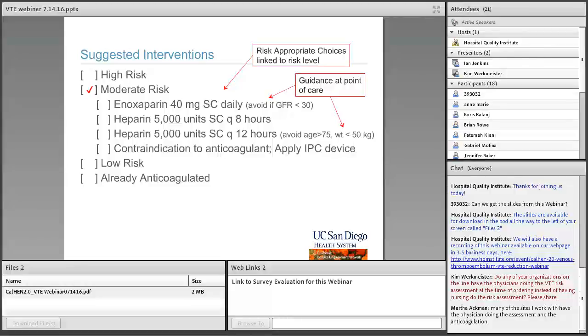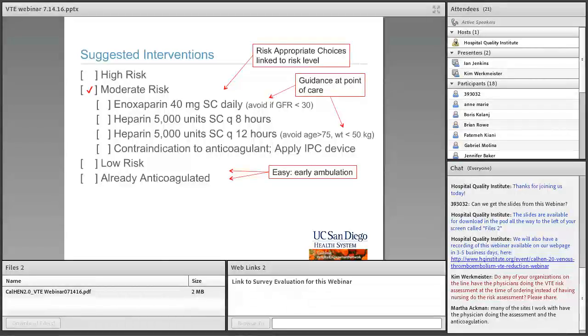And if you have a contraindication to anticoagulants, for example, your patient is bleeding or has platelets of 20, then they just check the box that says contraindication to anticoagulant, and that automatically orders the device. So we use intermittent pneumatic compression. We don't have any compression stockings. The evidence is worse.